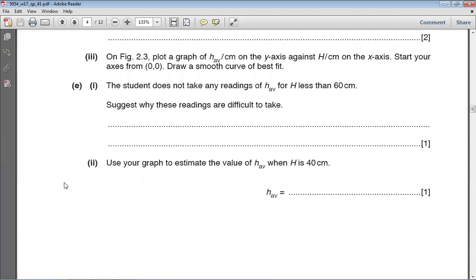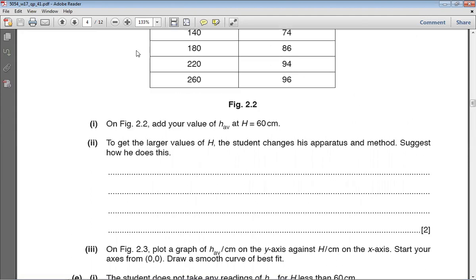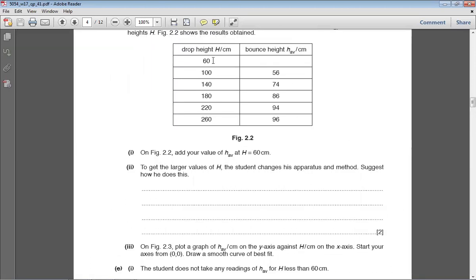On figure 2.3, plot a graph of H average in centimeters on the y-axis against H in centimeters on the x-axis. Start your axes from 0, 0, and draw a smooth curve of best fit. So the height from where you drop the ball, capital H, should be represented on the x-axis, and the small h, which means... let me show you the table also. Now, this value will be on the x-axis and these values will be on the y-axis.